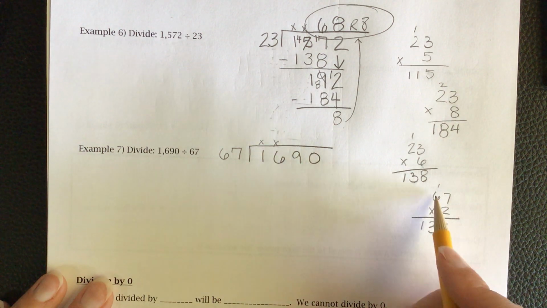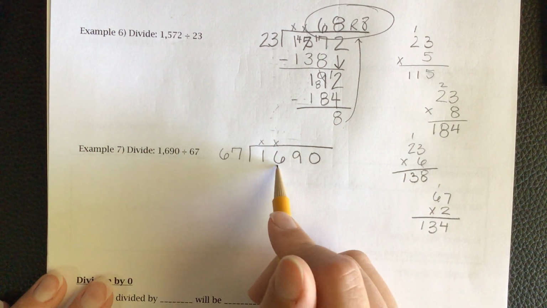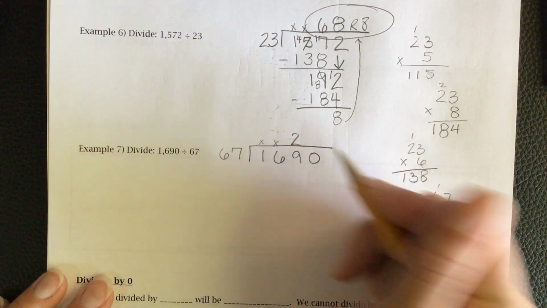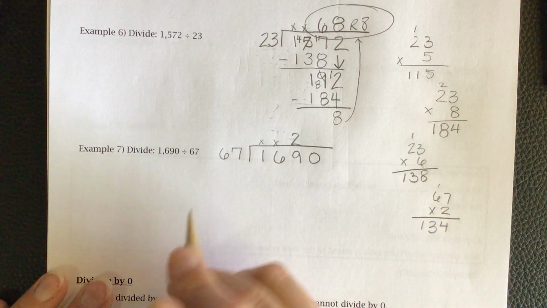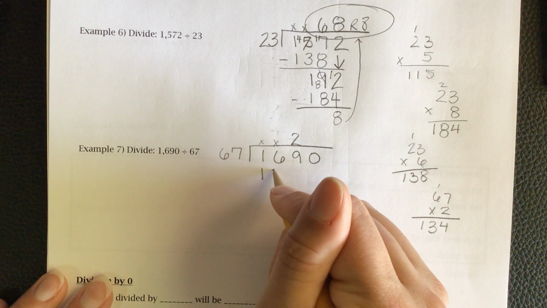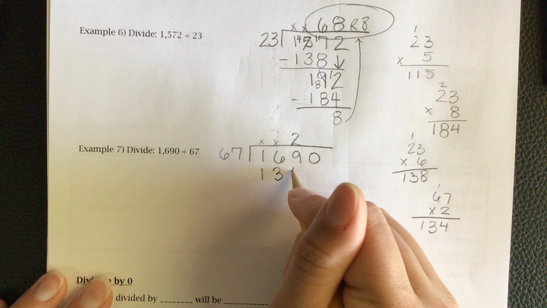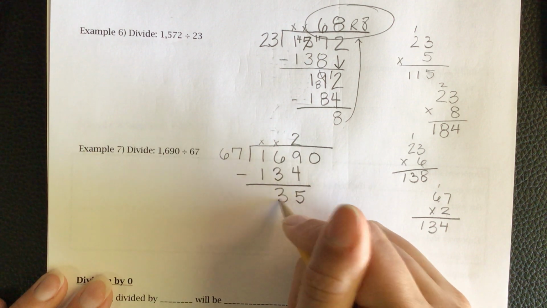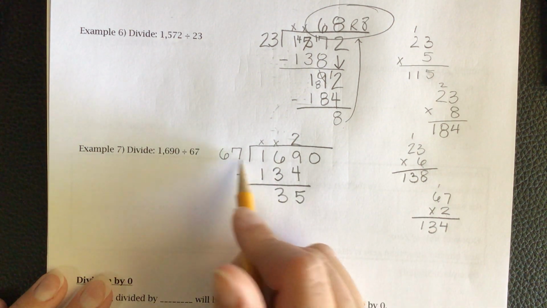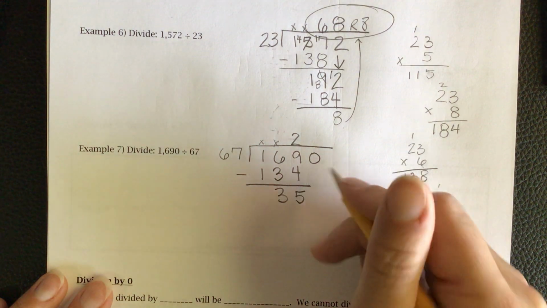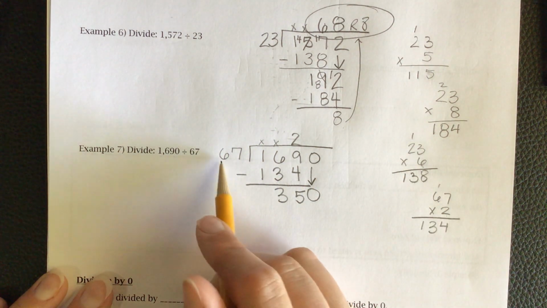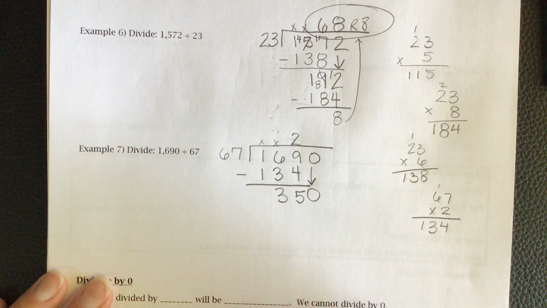I know that if I add another 60 to this, it'll be 190, so it has to be 2. So we're going to try 2. And if we're wrong, we can always go back. So we get 67 times 2 is 134. I'm going to subtract and get 35. That number is way smaller than 67, so I'm doing a good job. Bring down a 0. How many times does 67 go into 350?